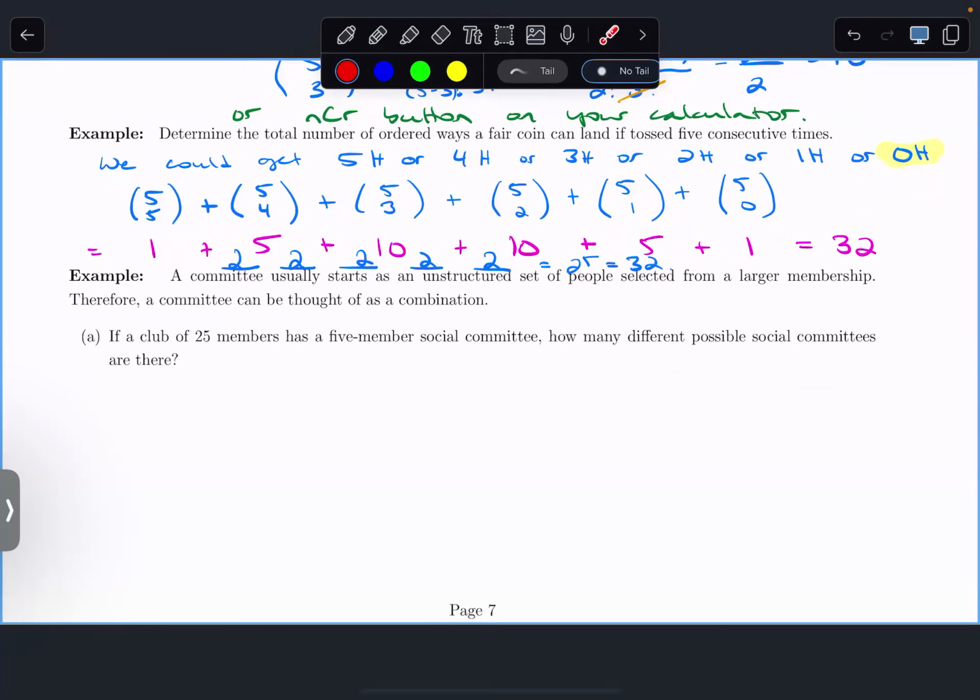Let's have a look at some more committees. So a committee usually starts as an unstructured set of people selected from a larger membership. So a committee is just a selection from this bigger group. So it's a combination. If a club of 25 members has a 5-member social committee, how many different possible social committees are there?